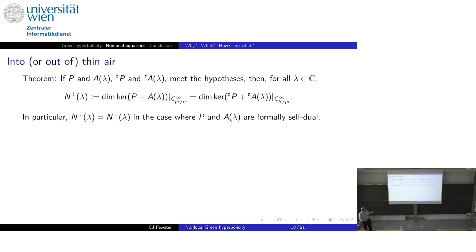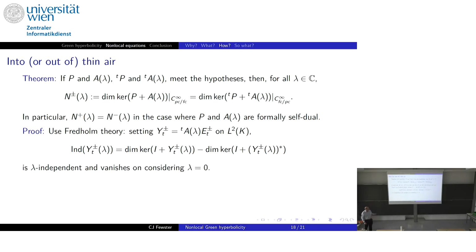So the result here is that the dimension of the space of, say, spontaneously appearing solutions for the operator is the same as the dimension of the space of spontaneously disappearing solutions for its formal dual. This also comes out of Fredholm theory. The most interesting case is when this is self-adjoint, in which case you find that the dimension of the space of appearing solutions has to be the same as the dimension of the space of disappearing ones. It's kind of a funny thing.